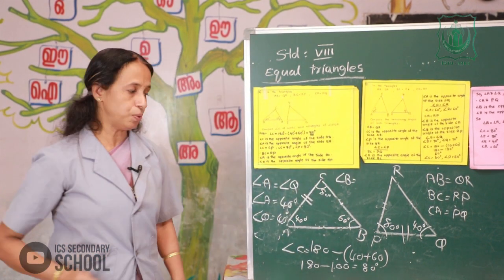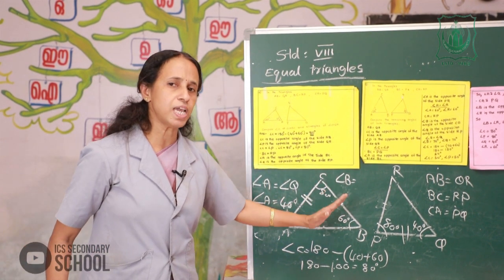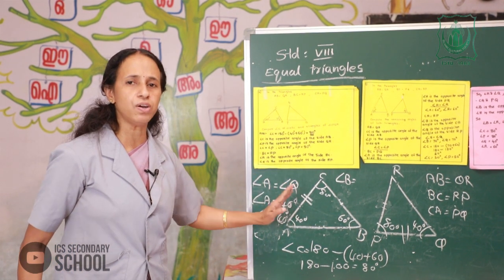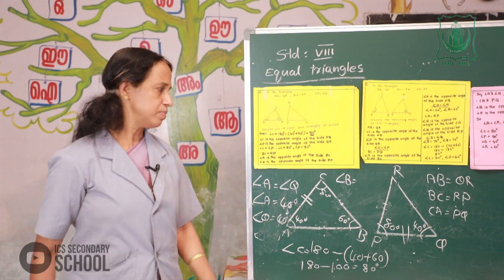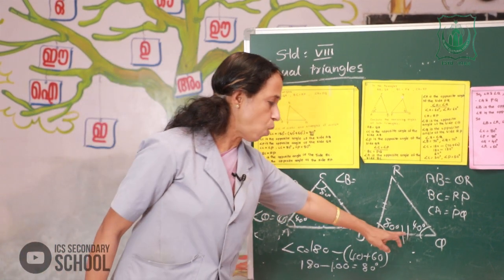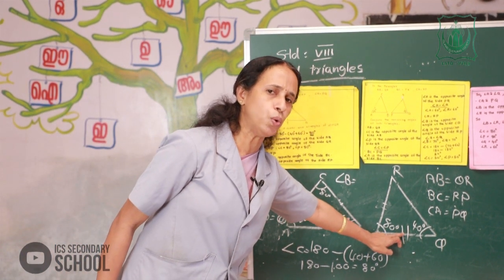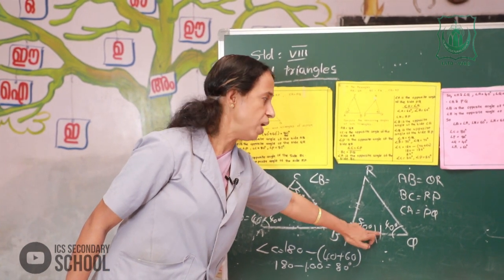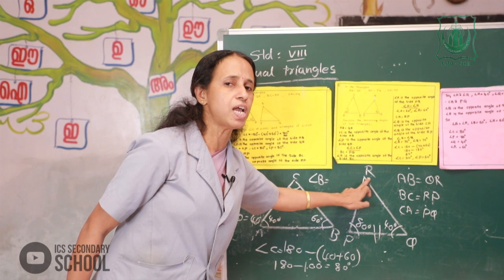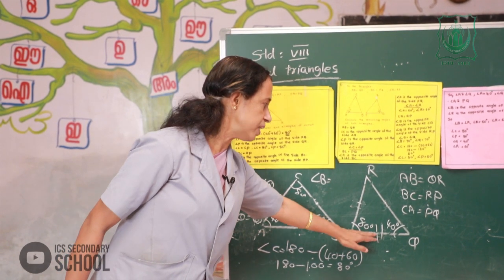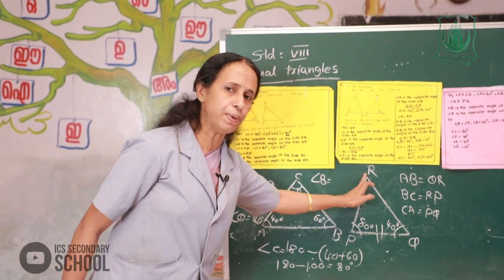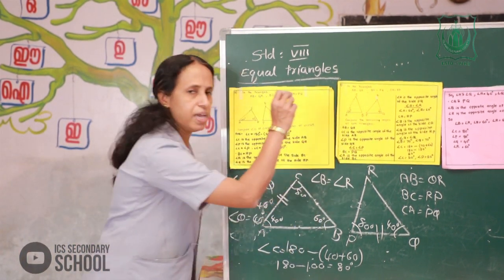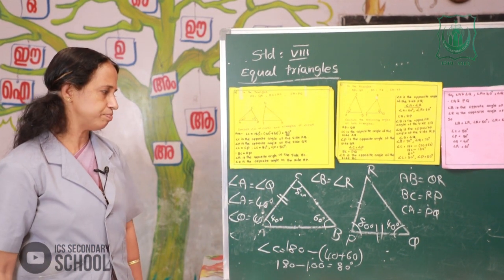Angle B is the opposite angle of this side AC. Which angle is the opposite angle of the side PQ? Angle R is the opposite angle of the side PQ. So we can write angle B equal to angle R.